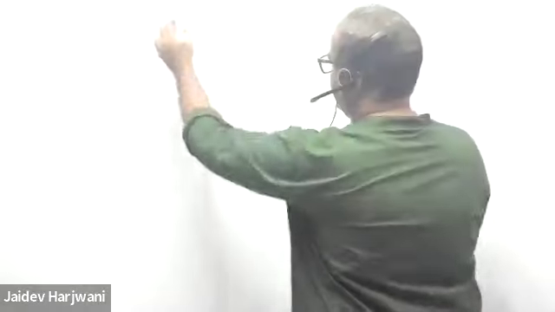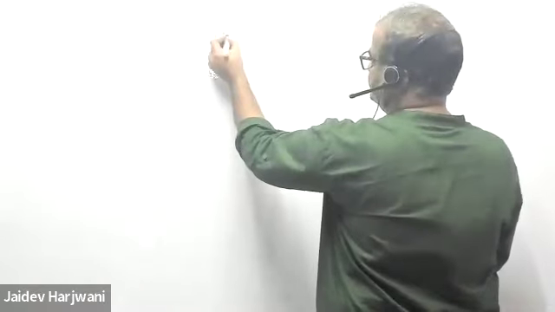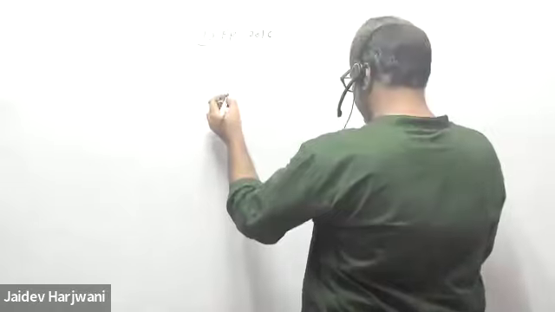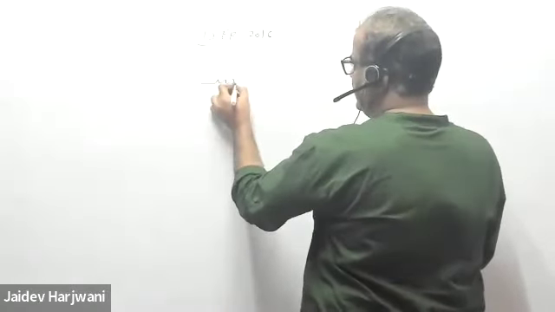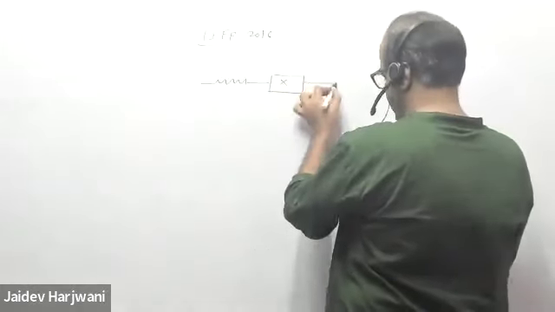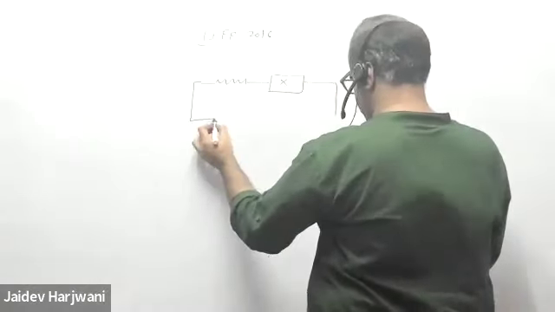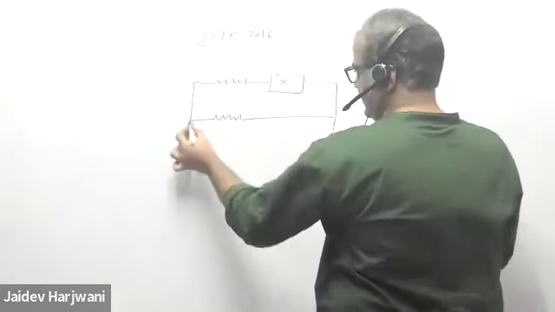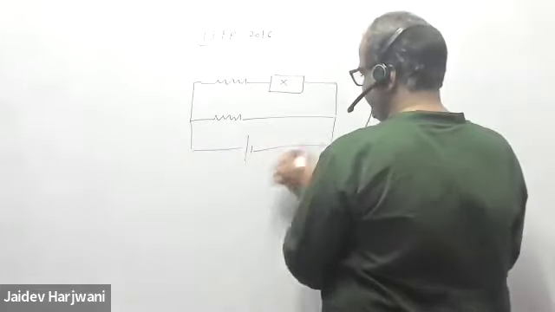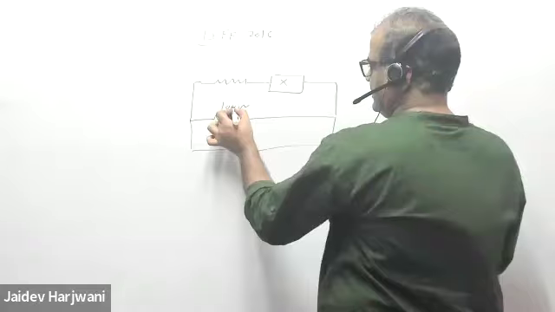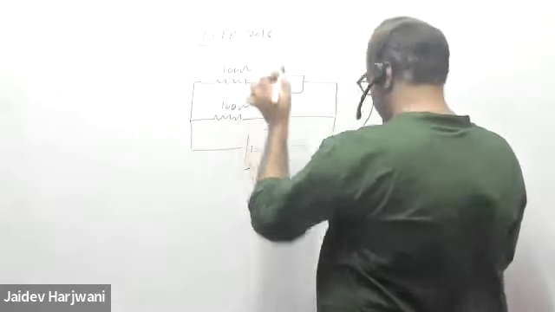So, TIFR 2016. You are given a resistor R with a device X, and here you have a resistance, and this is a battery of 2 volt, and this is a 100 ohm resistance, and this is also a 100 ohm resistance.